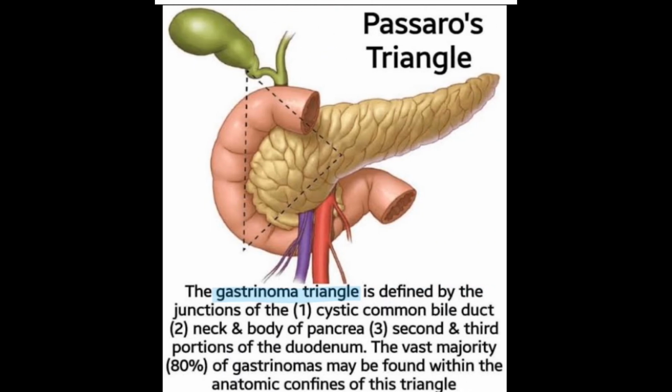Then next, linked with the gastrinoma, we have Passaro's triangle, the gastrinoma triangle, and the boundaries need to be remembered. It is defined by the junction of the cystic duct and the common bile duct, then the neck and body of pancreas junction, and then the second and third part of duodenum junction. Second and third part of duodenum, cystic duct and common bile duct, and the neck and body of pancreas, the 3 points. And the vast majority, that is 80% of the gastrinomas, will be lying within this triangle.